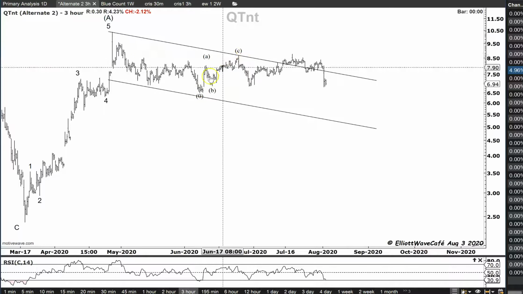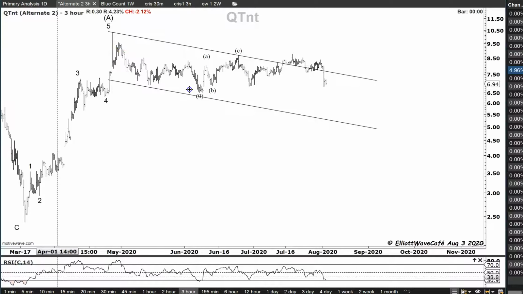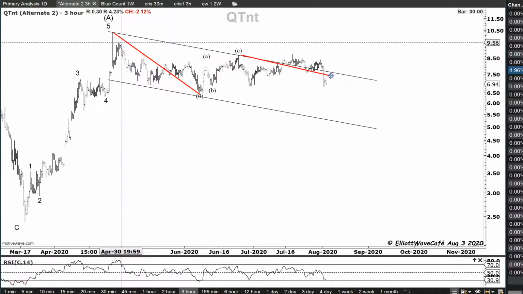And to me, by the fact that we have something like this, and then we have something like this, this looks like a corrective pattern. It's a connector. It's a connector. So this move from here to here has got to be some kind of a finished corrective pattern, and we just have to find a way to label it.